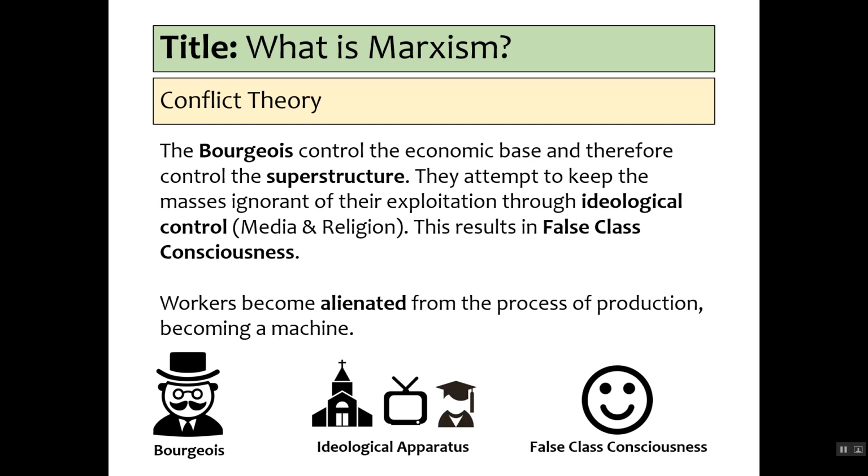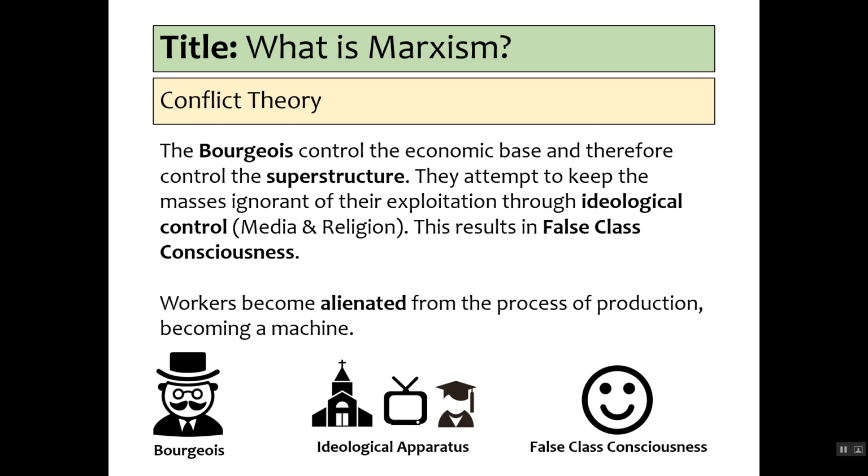He sees the bourgeois as controlling the economic base. This is known as the superstructure, and therefore controlling it. They attempt to keep the masses ignorant of their exploitation through ideological control. So instead of socialization being about bringing you into line for value consensus, Marx sees socialization as creating ideological control, reinforcing false class consciousness. They use different apparatus to achieve this.